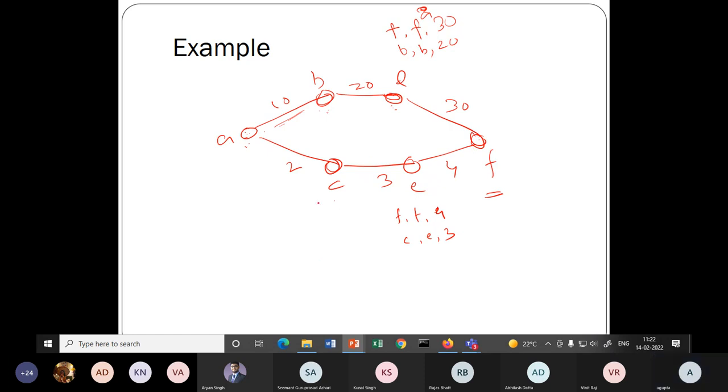C then knows, after the first step, that it has E directly connected with 3, A directly connected with 2. And this message is getting lost, the C to A message. Okay, so what does B know? B knows D directly connected with 20 and A directly connected with 10. And A only knows B directly connected with 10.